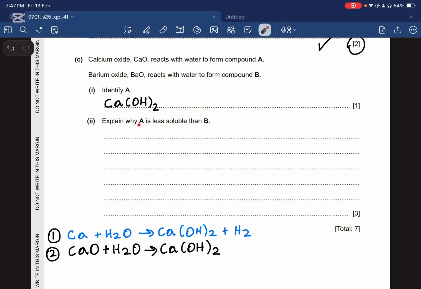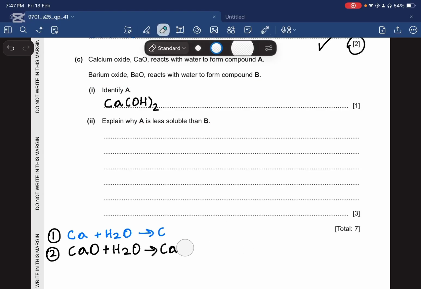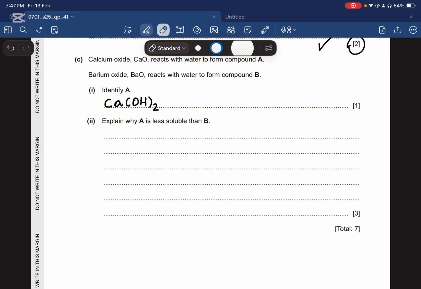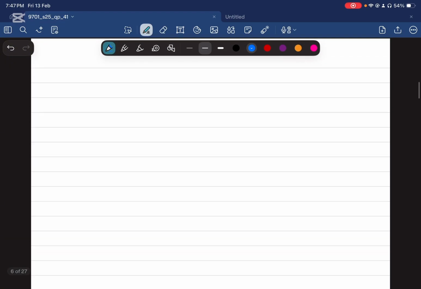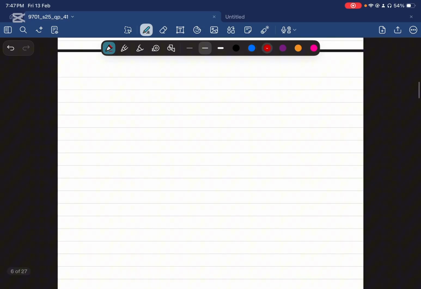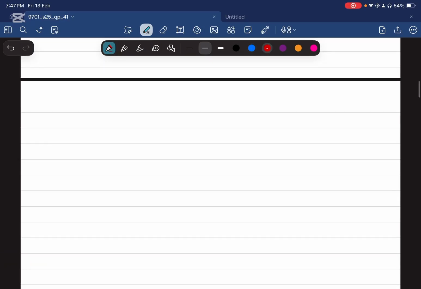Question number two. Explain why calcium hydroxide is less soluble than barium hydroxide. So what topic is this question from? This is from the solubility of hydroxides. Now, for those of you who do not understand solubility of hydroxides, let me explain this in a bit detail. For those of you who do understand it, just skip to the part where I'm writing down the answer. For those of you who don't, listen closely. So, what are we going to discuss right now? The differences or the trend in the solubility of group 2 metal hydroxides.